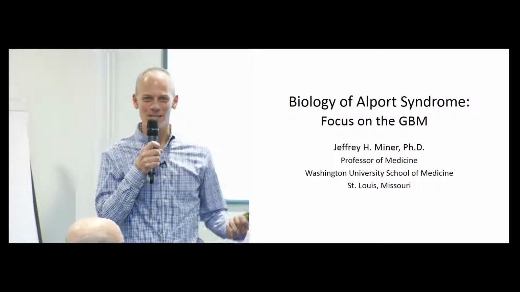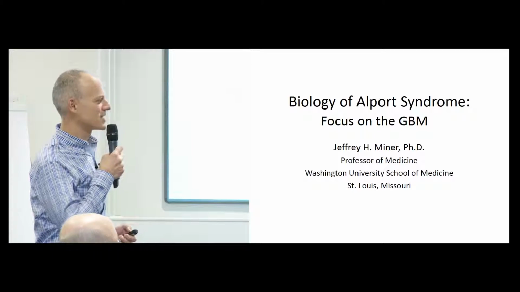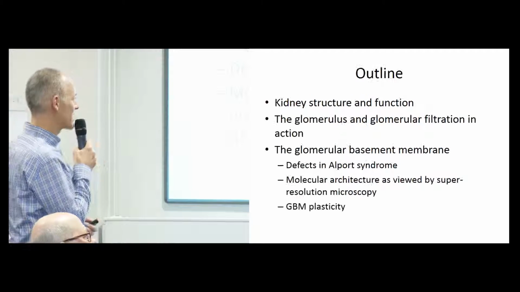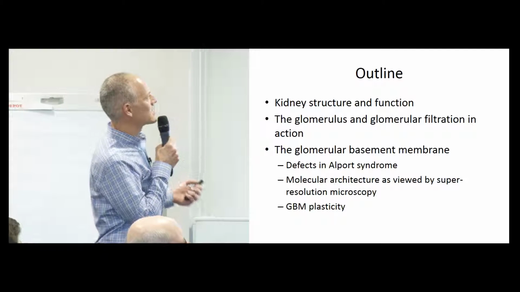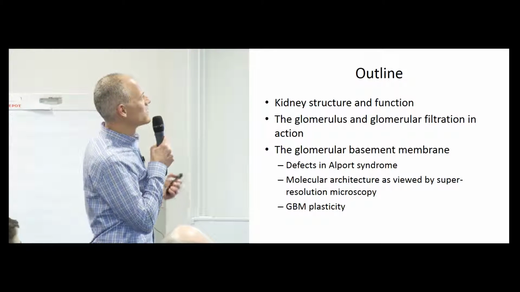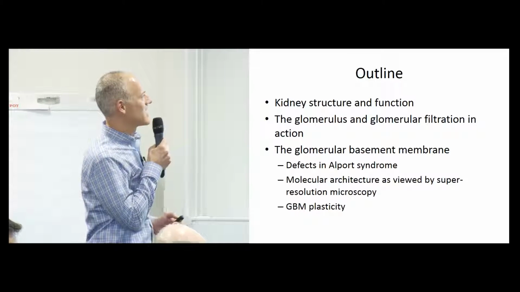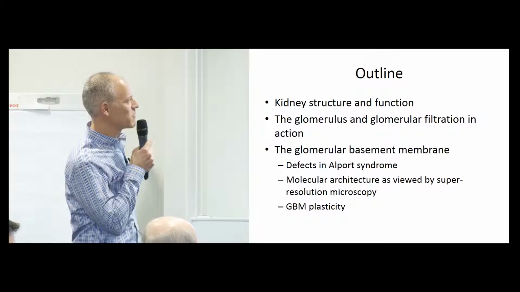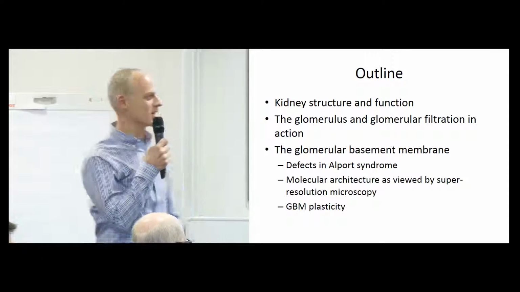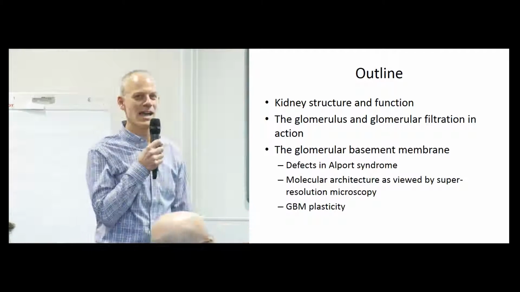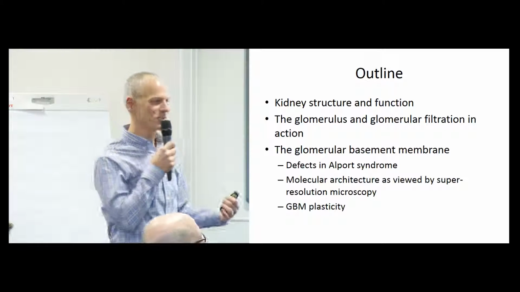something for everyone in my talk, from the very basics on kidney function to intricacies of type 4 collagen and the glomerular basement membrane. So here's an outline of my talk. I'll begin by talking briefly about kidney structure and function, move on to the glomerulus and the glomerular filtration, showing you in action how it works, and then talk in detail about the glomerular basement membrane, defects in Alport syndrome, the molecular architecture that we've been viewing using super resolution microscopy, and finally, evidence that the GBM is a plastic, malleable, changeable structure.